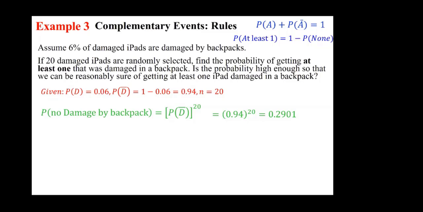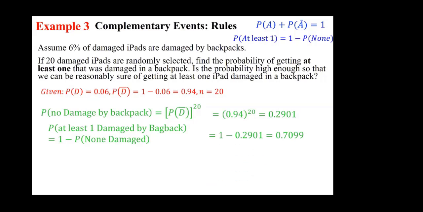Now, P of at least one damage would be 1 minus the probability of none. Probability of at least one damaged is the same as 1 minus the probability of none. And so the answer is about 71%, roughly. 0.7099, at 71% rough. And so what's going on here?